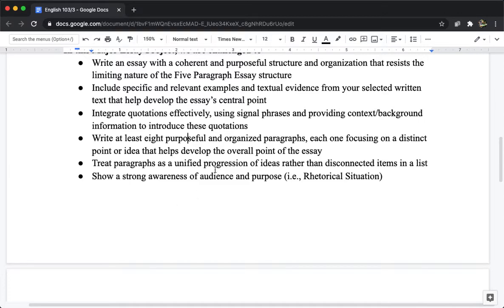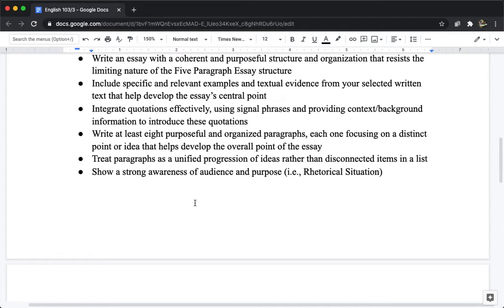So we want to treat our ideas, our paragraphs, as a unified progression of ideas. Think of each of your paragraphs as a link in a chain. Each link should point to the one that came before and the one that comes after, right? So how does one idea lead into the one that follows? How is it all working toward greater understanding or moving toward the overall point of your essay?